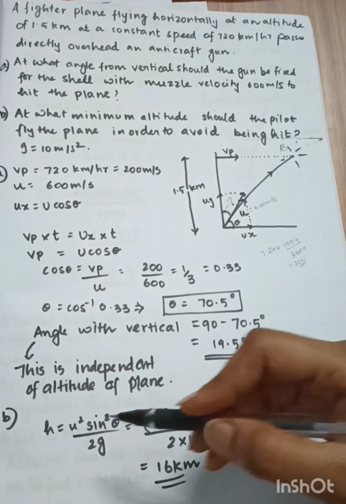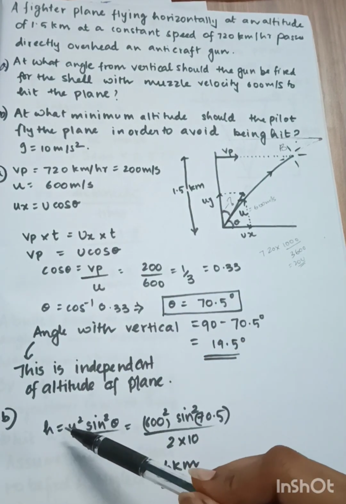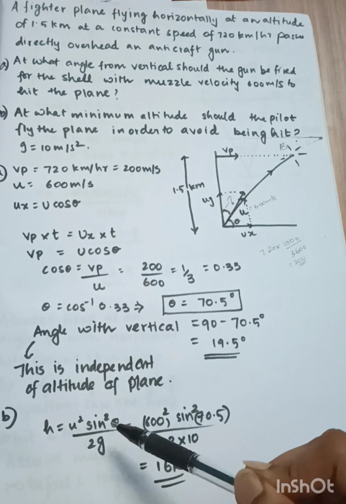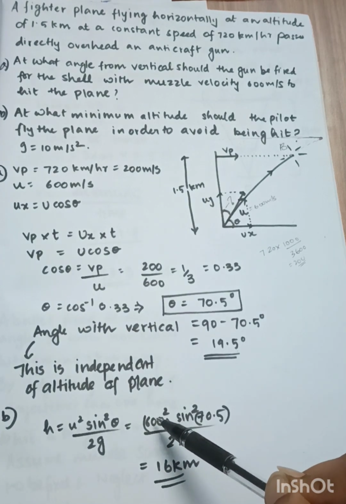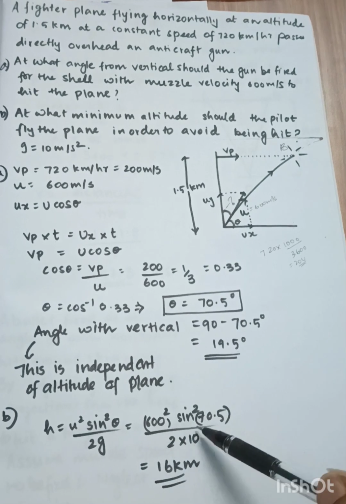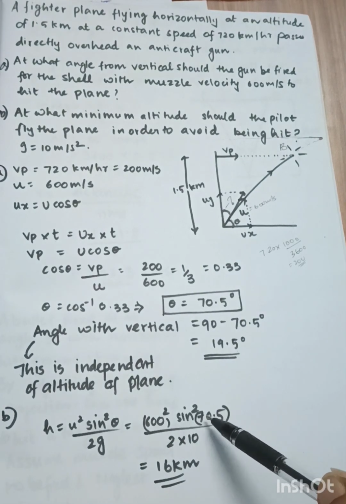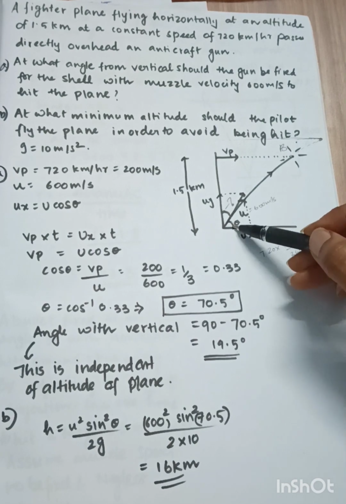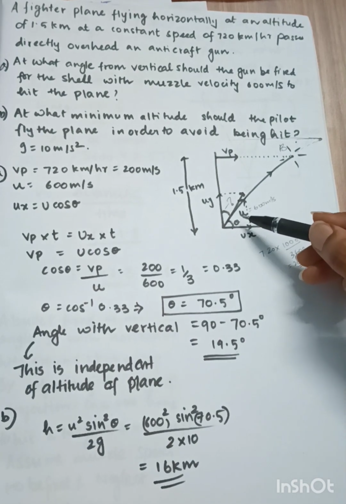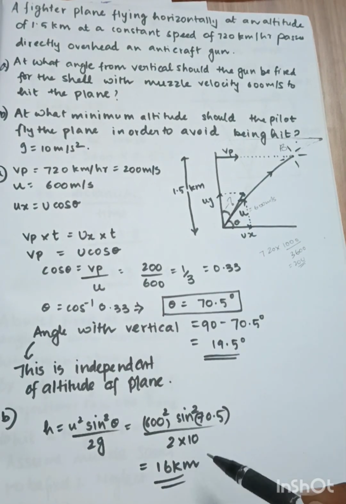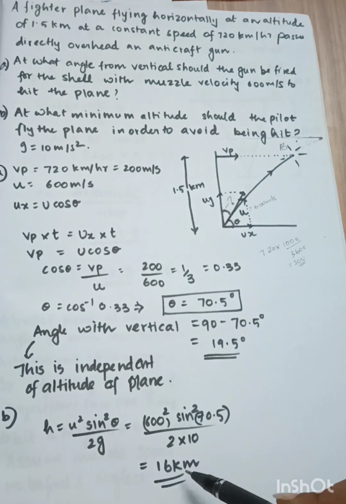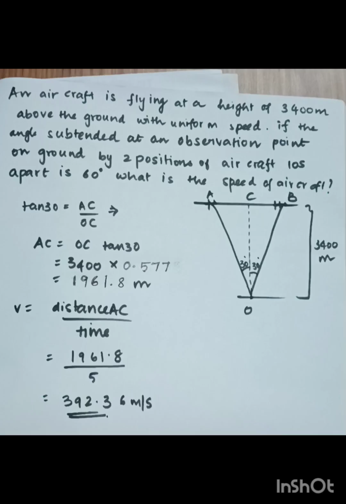Okay. So h is equal to, what is the maximum height of a projectile? U square sin square theta by 2g. Here we have to use the muzzle velocity, 600 square sin square 70.5, because we have to take the angle made with the horizontal by 2 into 10. So that we are getting it as 16 kilometers.